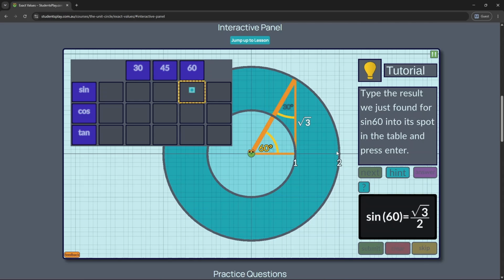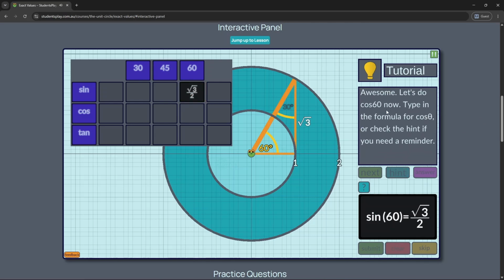So in total it'd be SQRT 3 and then press the right arrow key, and now you can see it's not highlighting. Right now it's highlighting because it's still inside the square root, but if we press the right arrow key it will be outside of it, and then we can over 2 and then press enter. Awesome. Let's do cos 60 now.